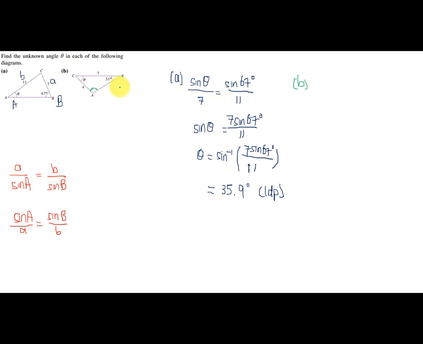Okay, let's begin. Okay, I forgot to label. So this angle A, side A, B, side B. Sine A over 7, sine 31 over 4. Multiply 7 on both sides. Take the inverse of sine. Okay, punch that into the calculator.